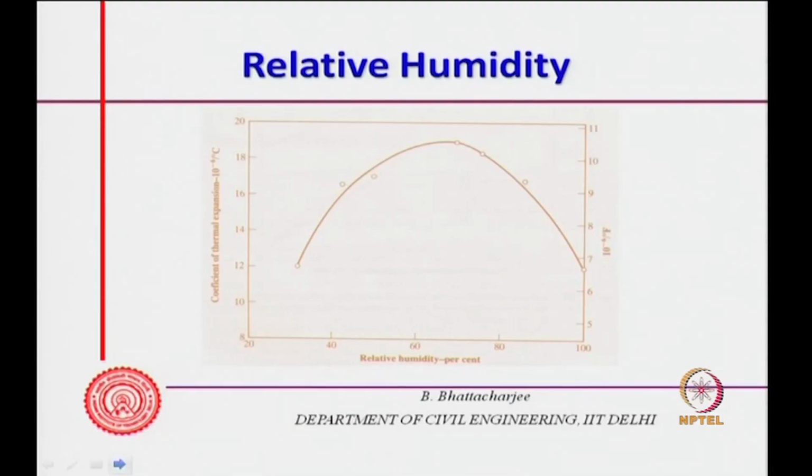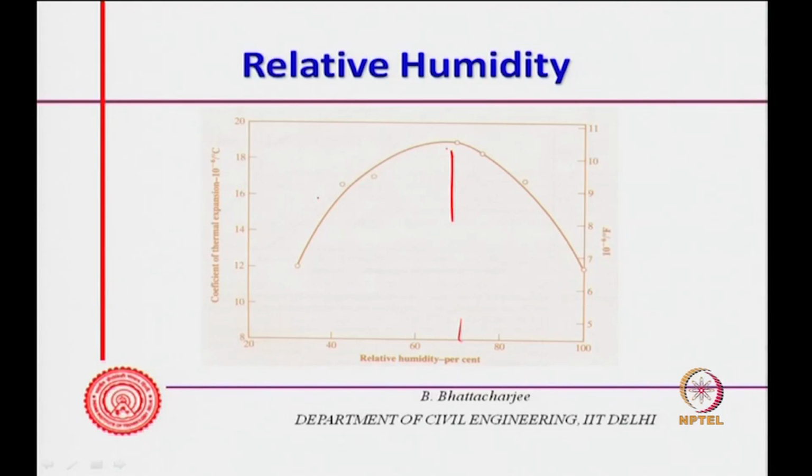Now, it seems that when you have a relative humidity somewhere around 60-70% or so, the coefficient of thermal expansion is maximum. When it is saturated, it is somewhat less. It will depend upon stiffness. When it is saturated, of course, the expansion gets reduced. Besides that, when the relative humidity is saturated, the stiffness also would change.